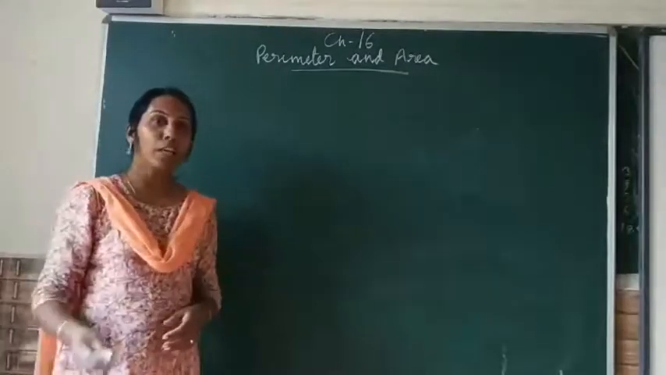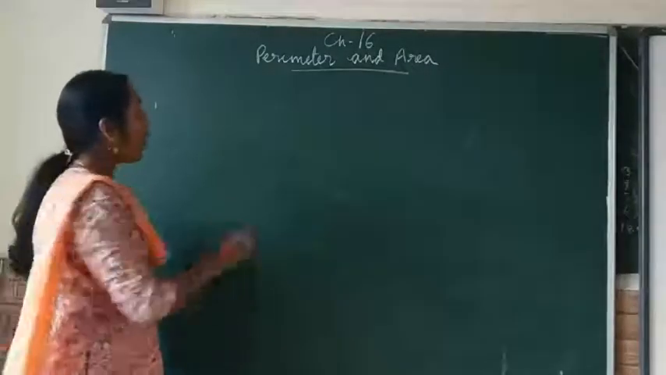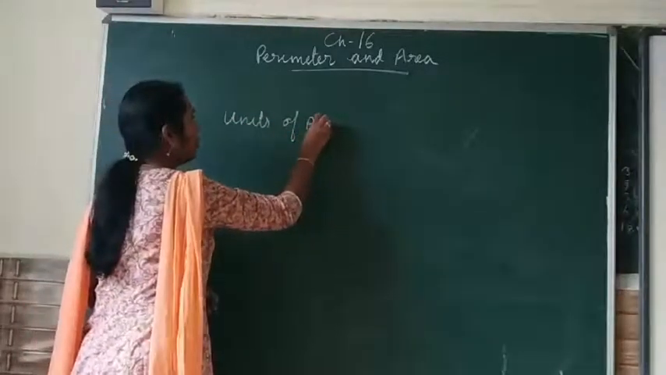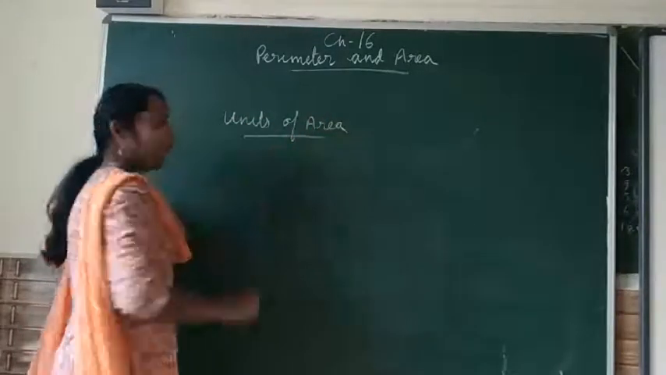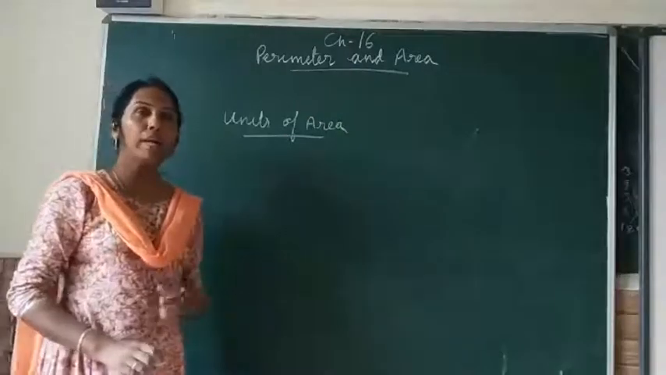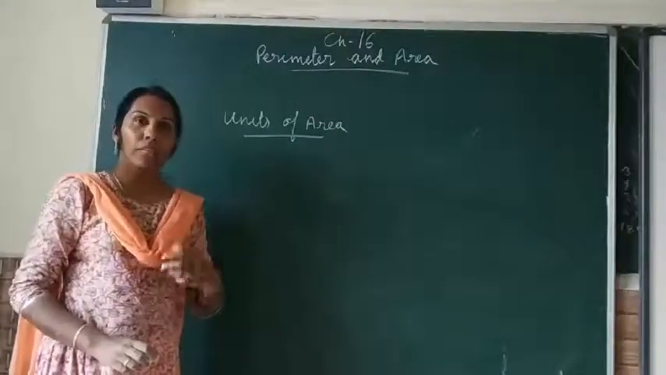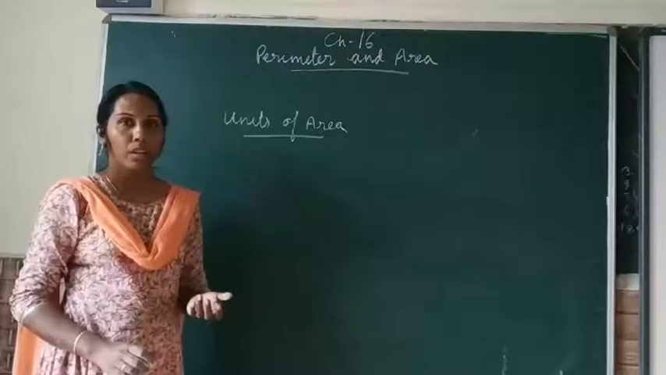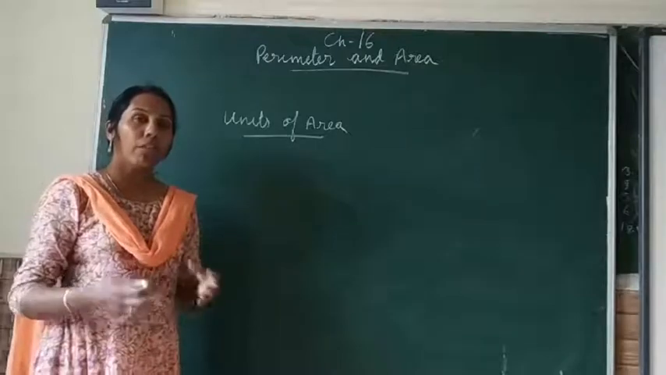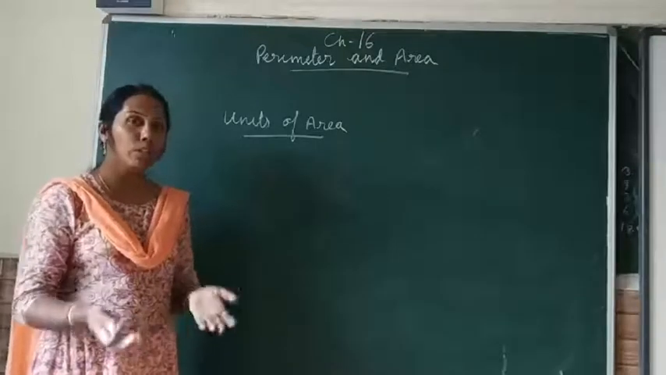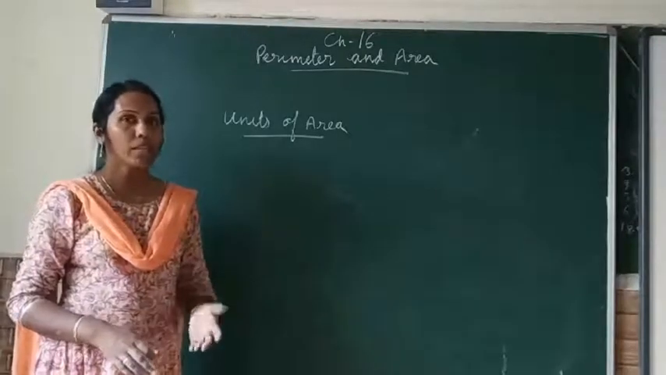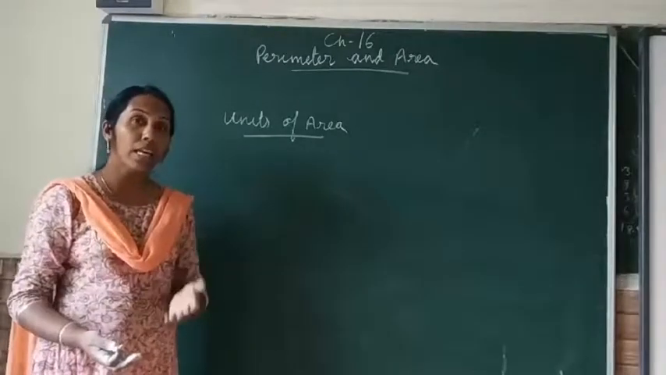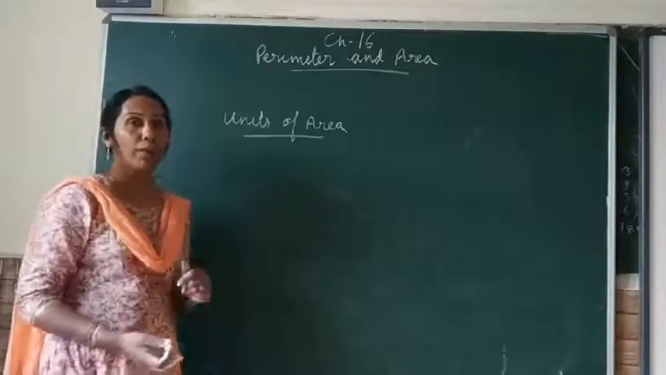Now we can discuss about the units of area. What are the units of area? If the length and breadth of a rectangle are given in centimeters, the unit of area will be centimeter square. Maybe if it is a square, if the sides are given in centimeters, the unit of area will be in centimeter square. If the side dimensions are given in meters, then the unit of area will be meter square.